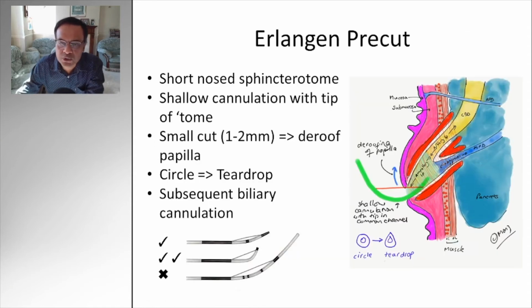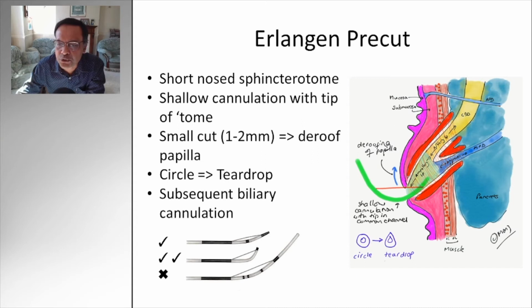The next procedure is called Erlangen Precut, after the famous city in Germany, which was a hotbed of ERCP activity in the early days. In the Erlangen Precut, we use a short-nosed sphincterotomy to achieve shallow cannulation of the common channel with the tip of the sphincterotomy. We then make a small cut, 1 or 2 millimeters in length, just at the entrance of the papilla. In effect, this achieves the same result as a needle knife Precut.